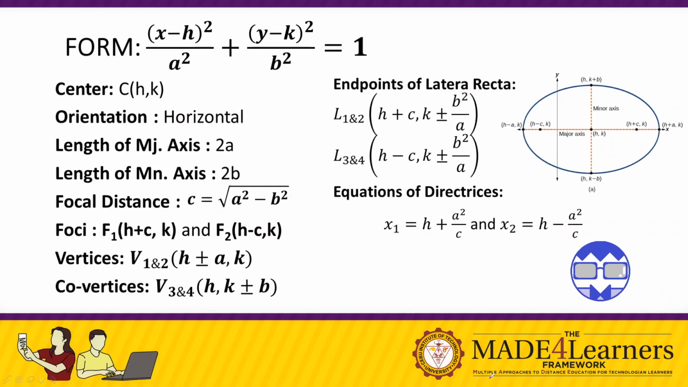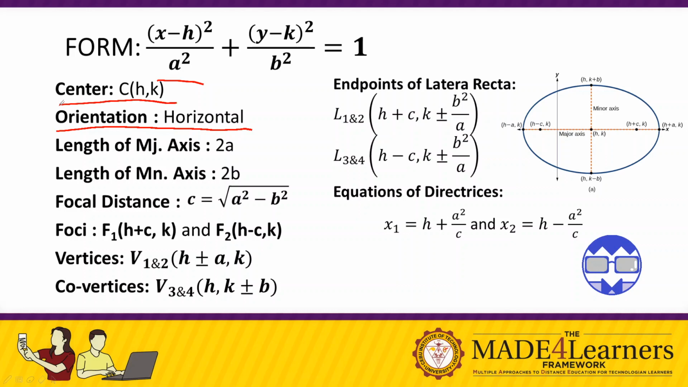Okay, let's go to the next slide for specific explanations. Let's discuss the first form and the important elements that we need to know in this first form. Try to look at the given. Our a is under x and h. So x and h is horizontal, which means our orientation is horizontal. The easiest element to discover is the center. The center is just h and k, similar to the circle and also similar to the parabola.